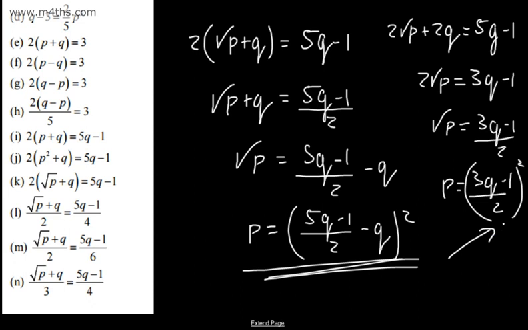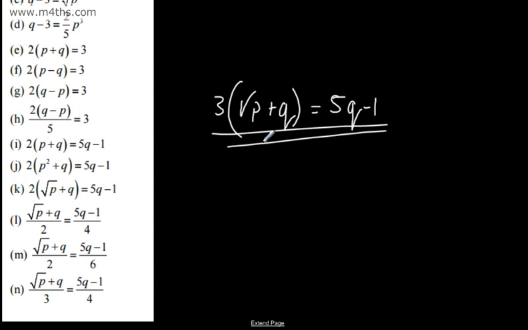With this one here, all we would do is multiply both sides of the equation by 6. There would be no difference to what we've done in terms of the process, but if I multiplied both sides by 6, that's the lowest common multiple. So I'd have 3 lots of root p plus q, and then over here I'd simply have the 5q minus 1, and I could deal with that in exactly the same way as we've just looked.